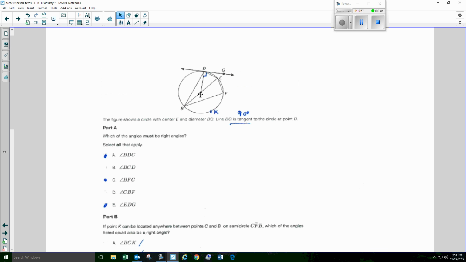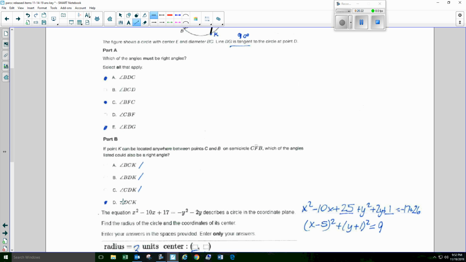Now DCK here. So if I connect this now, okay, DCK, this angle is half of this whole arc. That arc could be 180 degrees, depending on where I put the K. Okay, that's a potential to be 180 degrees, which means half of that would be 90. So that is why it's DCK right there.